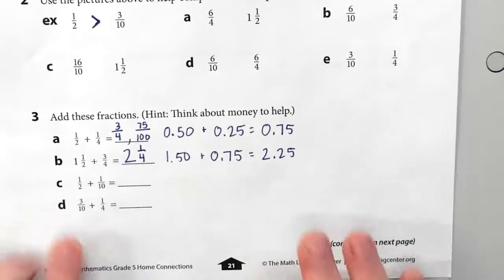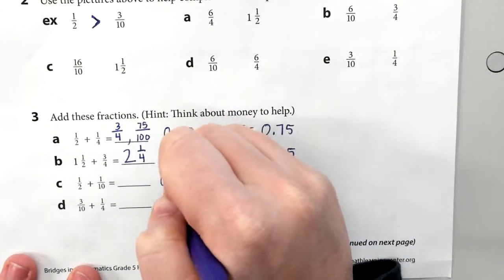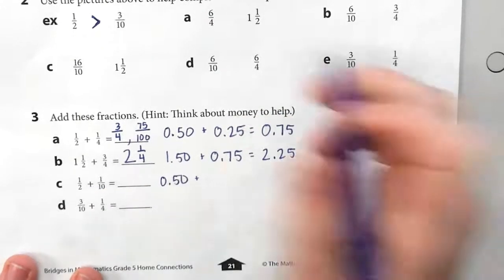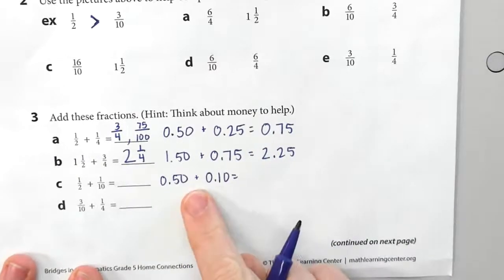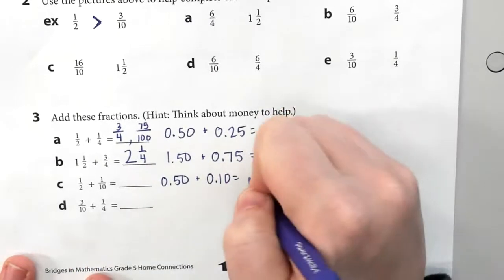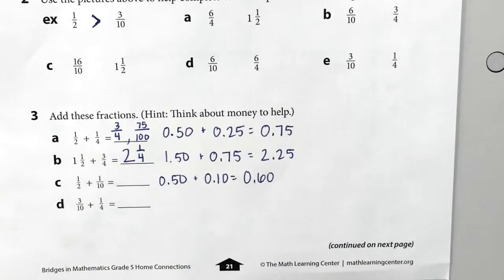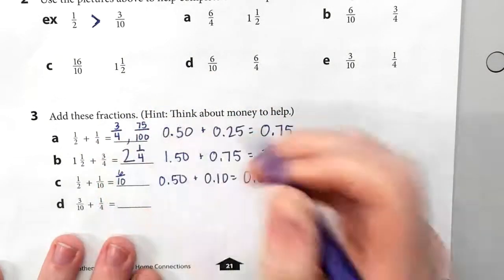Next one, 1/2 plus 1/10. 1/2 is how much money? 50 cents. 1/10 is how much money? Think dimes. 10 cents. Add those two together. I get 60 cents. How can I show that as money? I can show it as 6/10, or as a fraction, I'm sorry.